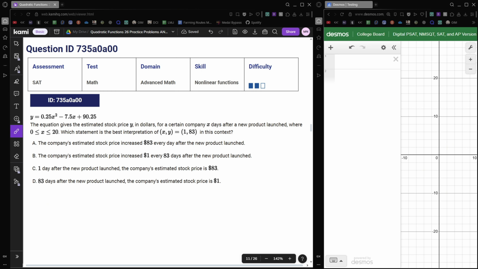Question number 11. Here we have a word problem, so I'm going to label our variables. The equation gives the estimated stock price, Y, in dollars for a certain company X days after a new product launched. So we know that Y is the stock price, and we also know X is the days after it launched. Let's keep reading. Where 0 is less than or equal to X, which is less than or equal to 20, which statement is the best interpretation of xy equals 183 in this context?